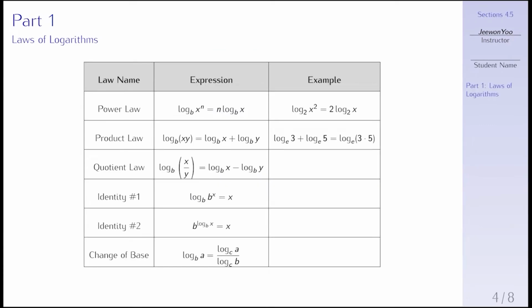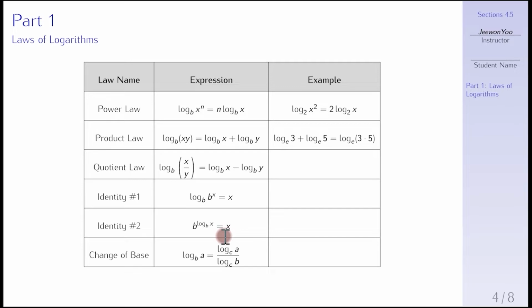Do you remember from the previous video, we talked about log base b of b to the x? They cancel with each other, so the answer is just x. If you have the same base b to the log base b of x, then they also cancel with each other, so it becomes x. So we have already studied this in the previous video.